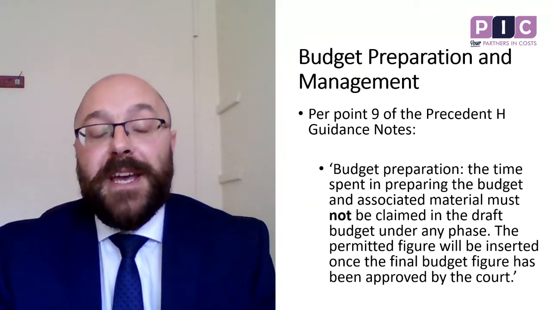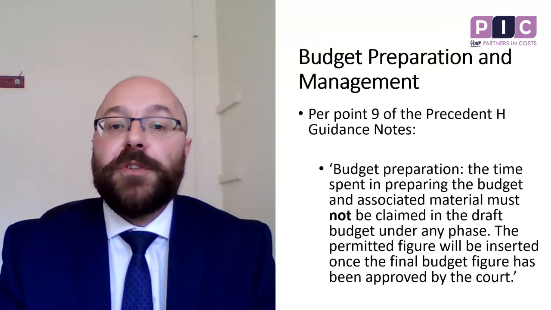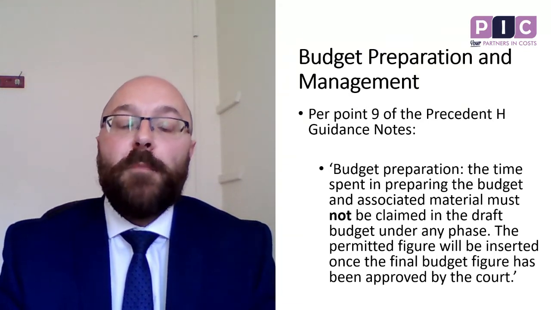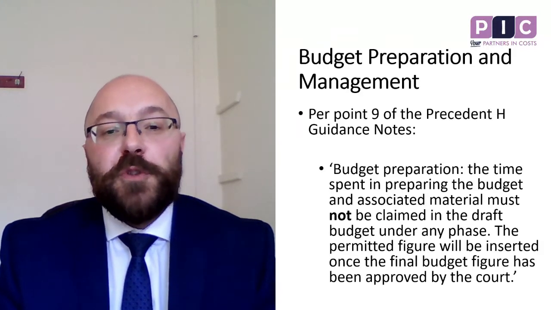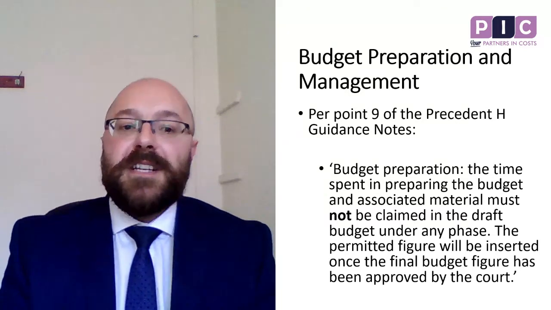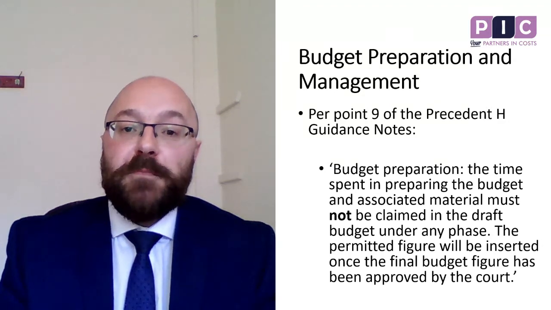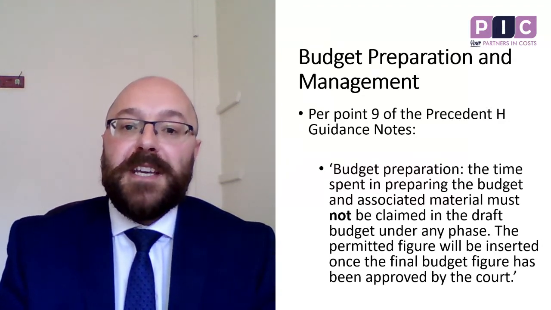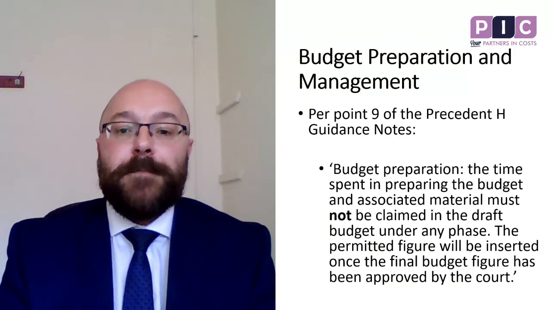When we looked at the front page of that budget, we'll see that the various phases were set out, and then at the bottom there were boxes in which the 1% and 2% allowances could be included. So subject to some other points that we'll make when we come to go through the guidance notes in detail, budget preparation and management shouldn't be in the body of the budget itself. It should just be indicated in those percentage boxes on the front page.